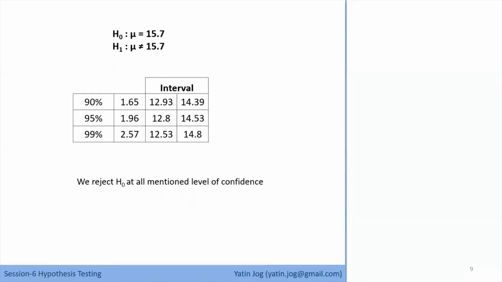So this is the answer. What is my H0? Mu equal to 15.7. What is my H1? Mu is not equal to 15.7. At 90%, 95%, 96%, these are my interval values, and 15.7 does not belong to any of the intervals. So we reject H0 at all mentioned levels of confidence.